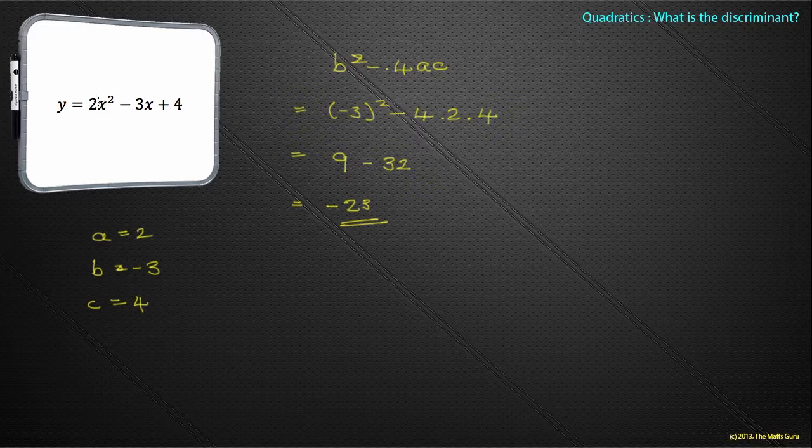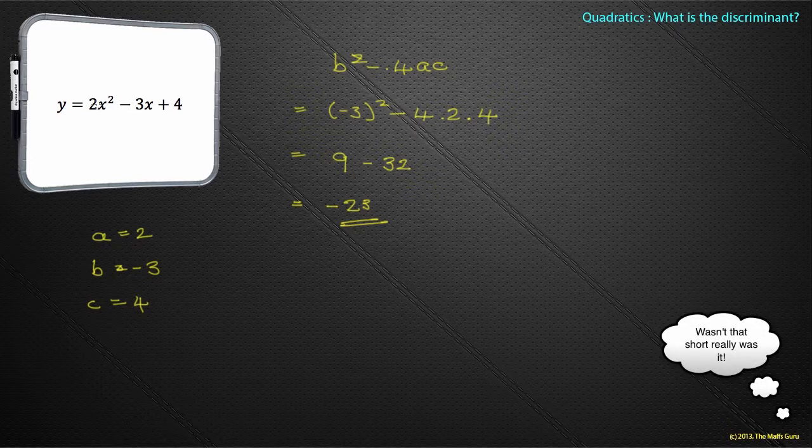Well, nice short video hopefully. Not too much to learn about discriminants. Just remember b squared minus 4ac.